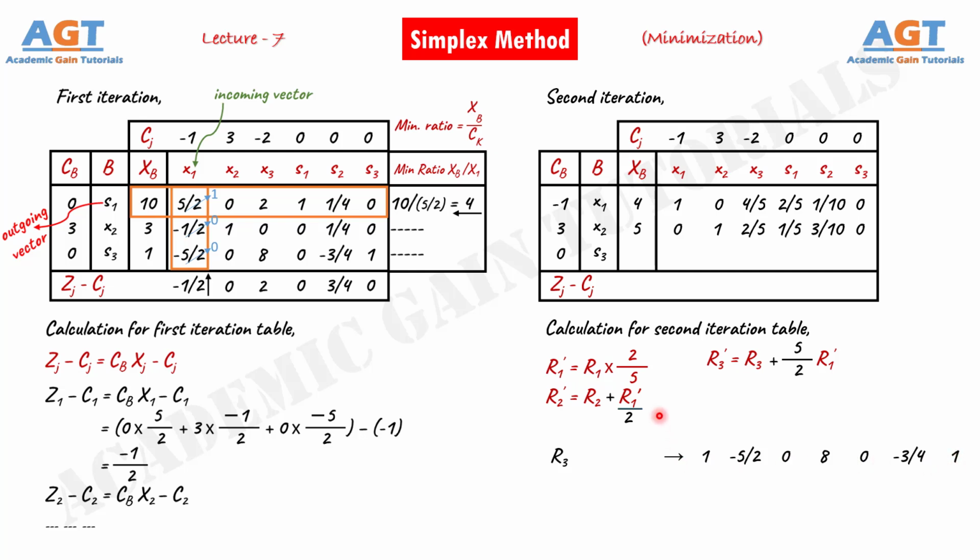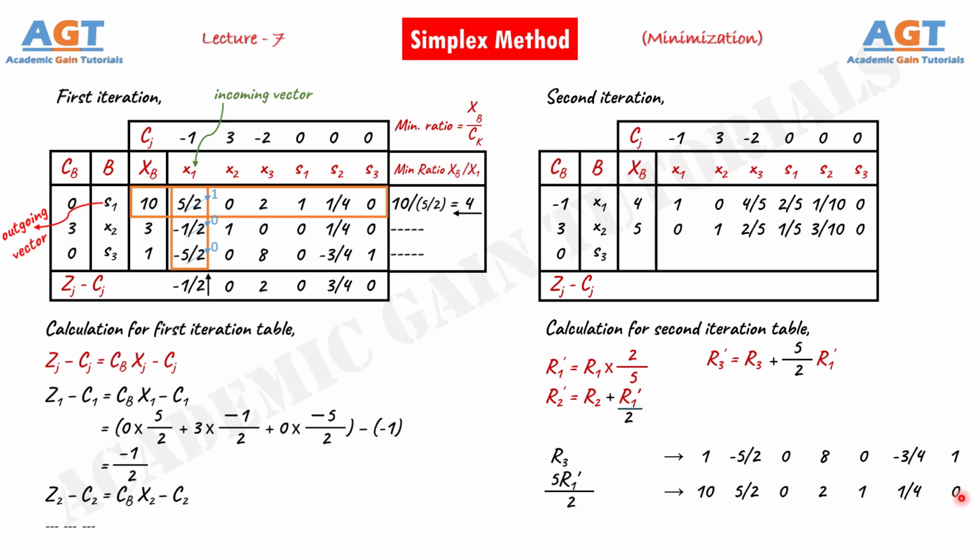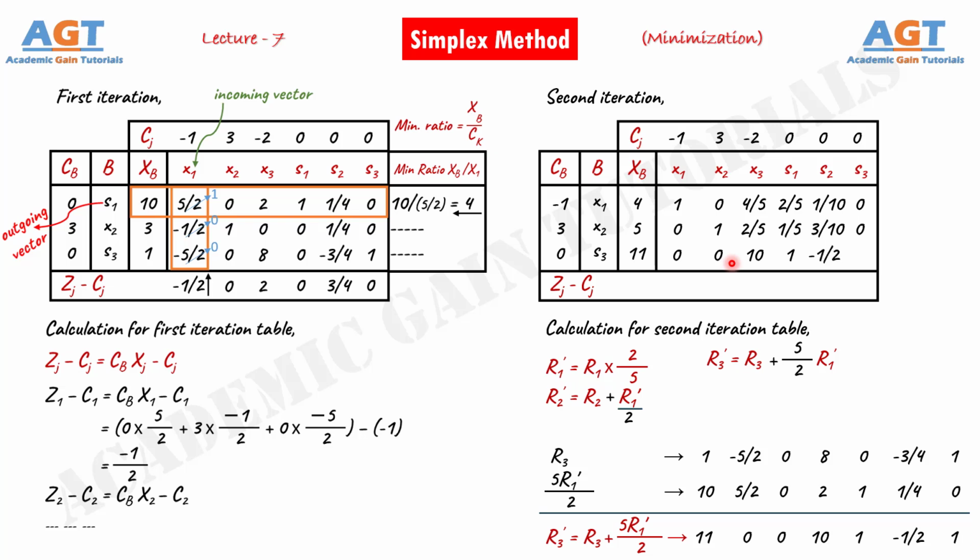We will write the value of 5 by 2 R1 dash from this new table. So, we will multiply all elements of R1 dash row with 5 by 2, and write here, 10, 5 by 2, 0, 2, 1, 1 by 4, and 0. Now, we will add R3 and 5 by 2 R1 dash. We get 11, 0, 0, 10, 1, minus 1 by 2, and 1. So, this is the value of R3 dash. We will fill up this third row with this value. So, we have filled up the values for this second iteration table.